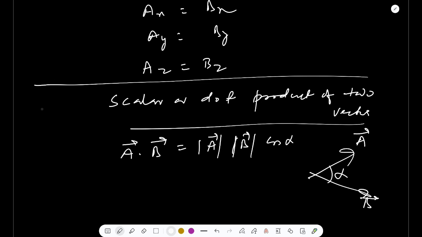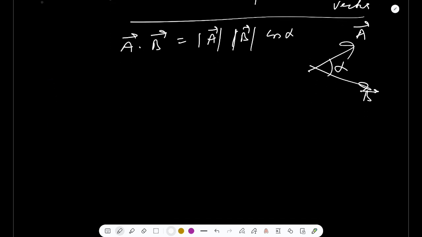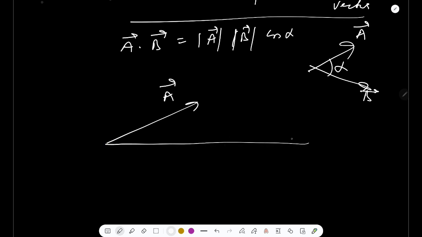And one thing you want to notice is that A dot B is equivalent to something else. Suppose that I have a vector A and this one is vector B, or at least the line of action of vector B, and this angle is alpha. Then you can simply project vector A on vector B, and the projection of vector A onto the line of vector B can be simply written as A cos alpha here from the geometry.